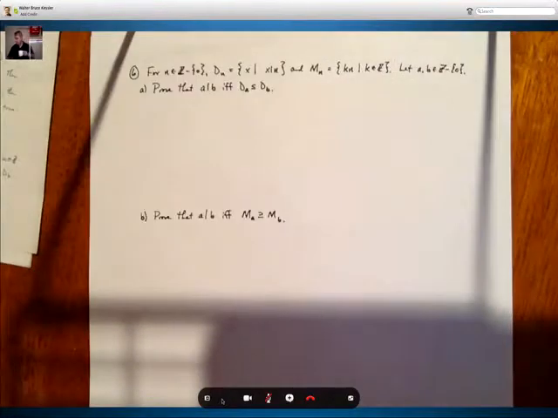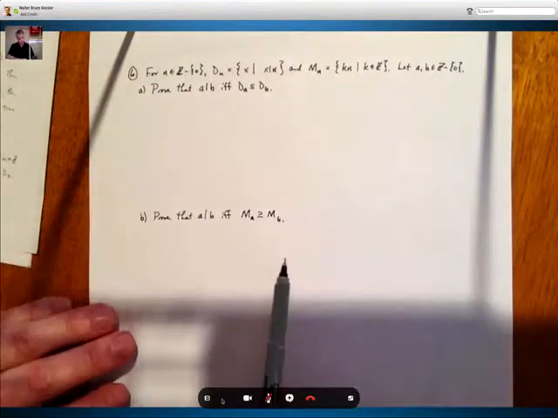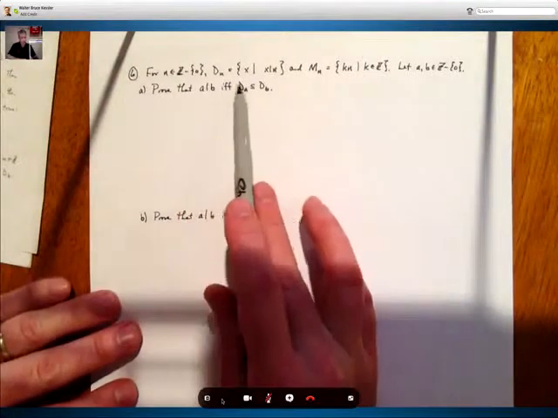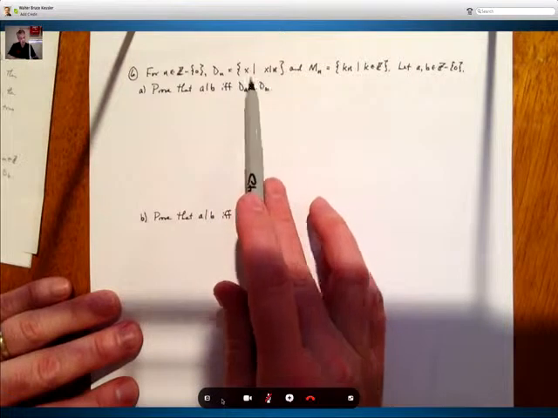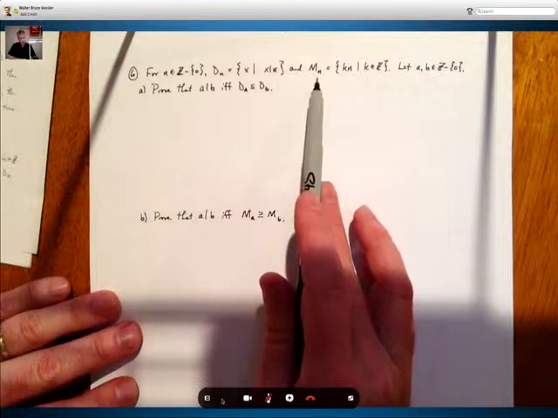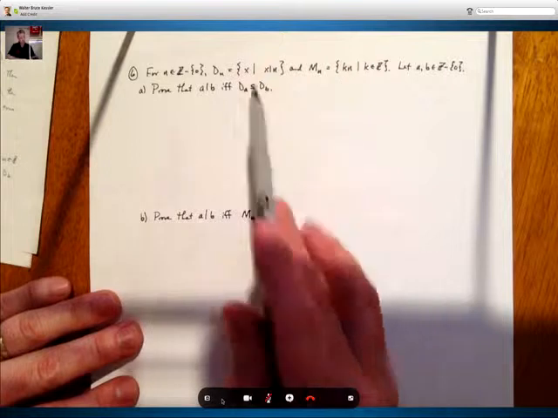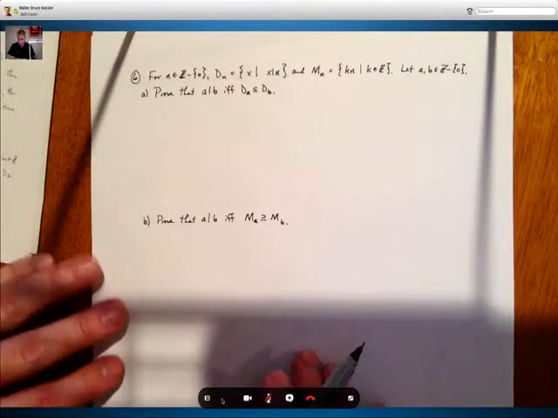Problem 6 had us looking at the connection between these sets, D sub n and M sub n. D sub n is the set of all divisors of n. So if n is a non-zero integer, D sub n is all things that divide n, all x that divide n. And M sub n would be all multiples of n. So in our problems here, we're going to let A and B be non-zero integers so we can use them in that D and M notation.